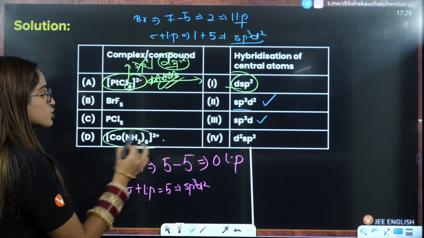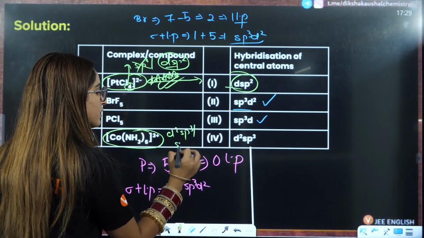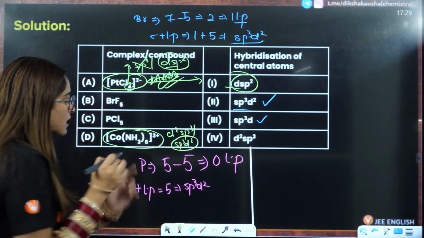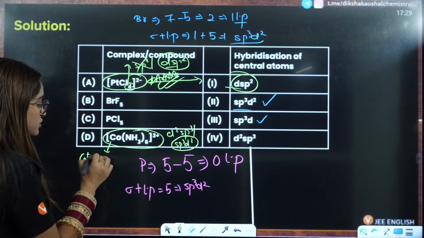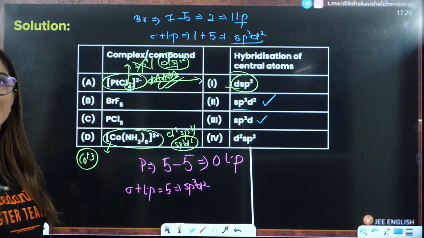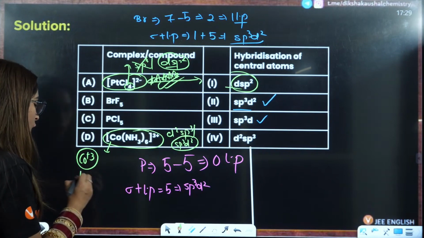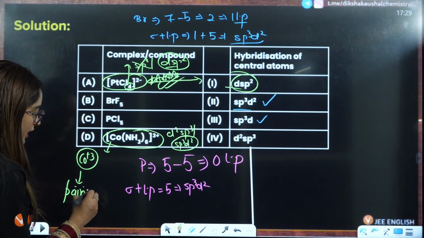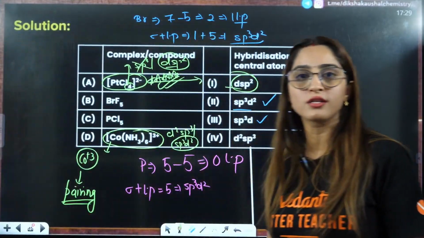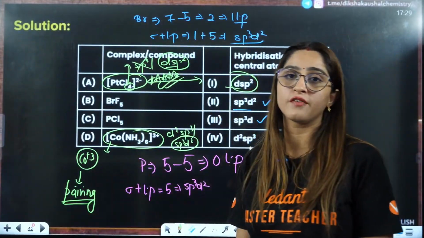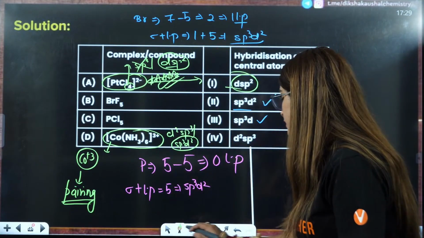Then about this one, it can have d2sp3 or sp3d2, two possibilities. But NH3, when cobalt is in +3 oxidation state, this is also very, very important. NH3, when cobalt is in +3 oxidation state, will cause the pairing of electrons. Usually NH3 does not cause the pairing, but with cobalt 3+ it causes the pairing. With cobalt 2+ it does not cause the pairing. Only with cobalt 3+.